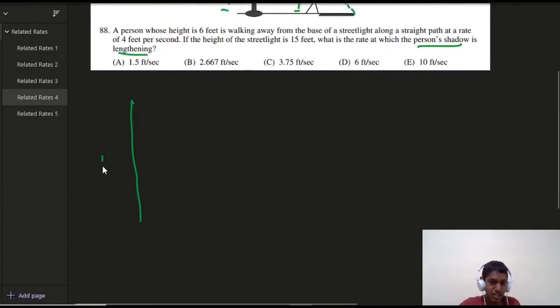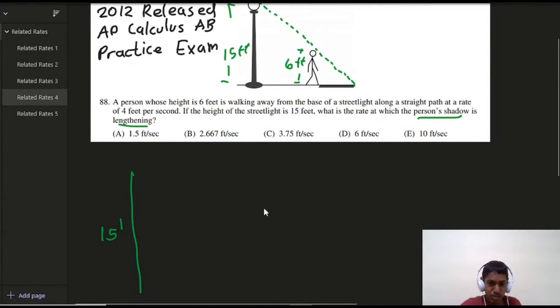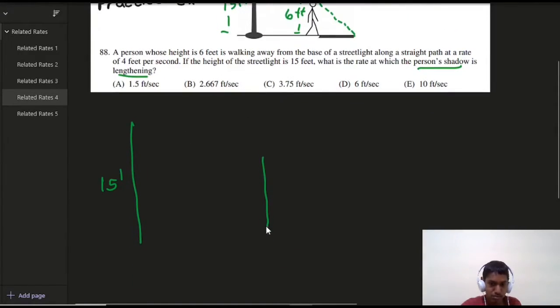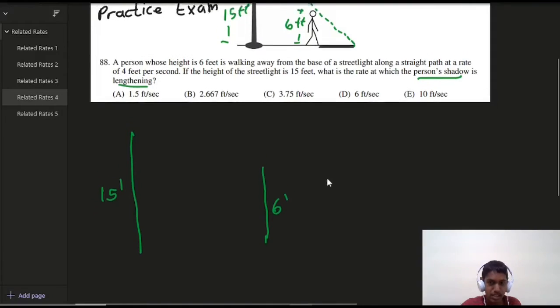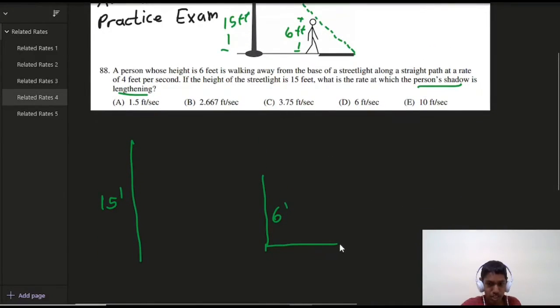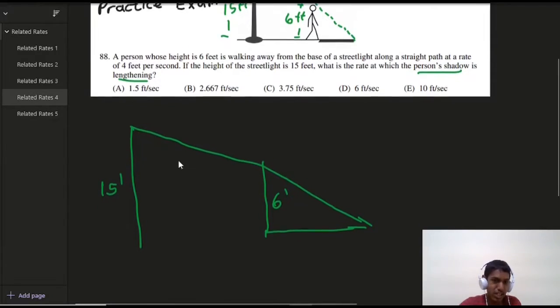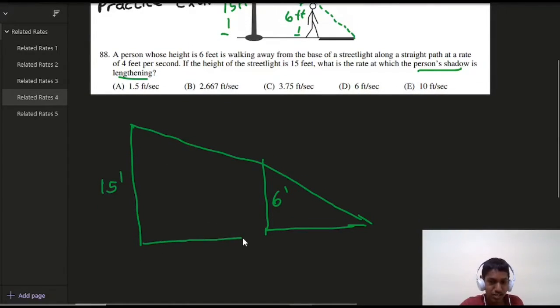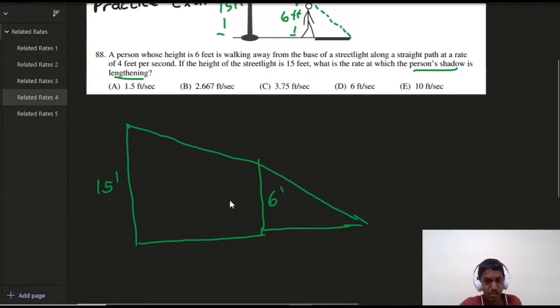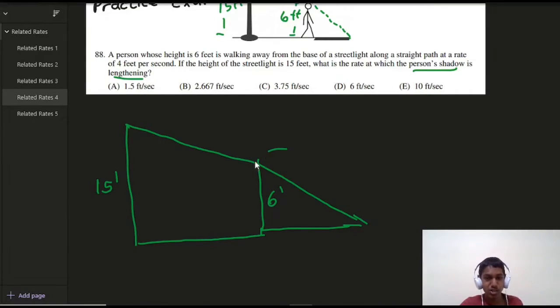And this is the street light, right? So it's 15 feet. And we've also got this person, 6 feet. And we've also got some sort of shadow. And we know that in order to find the shadow, we have to extend. So, oh, this is interesting. It looks like a triangle. Why not complete the side of a triangle? So this is starting to look like similar triangles. We've got two triangles sort of nested inside each other.